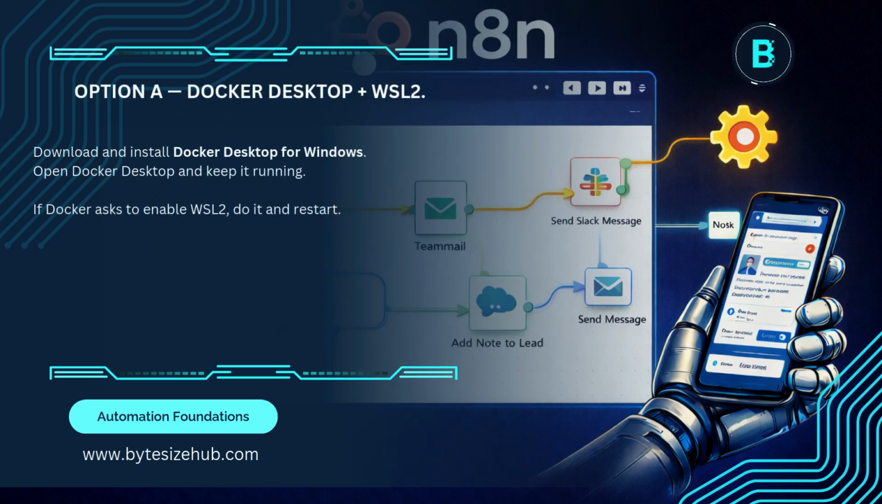Option A, Docker Desktop, WSL2. Download and install Docker Desktop for Windows. Open Docker Desktop and keep it running. If Docker asks to enable WSL2, do it and restart.